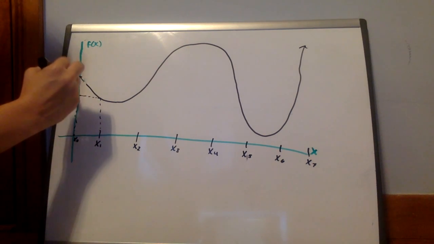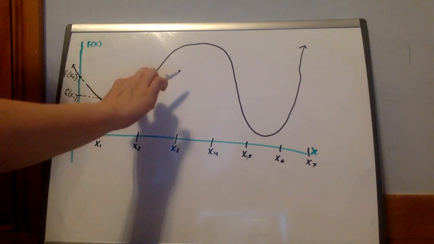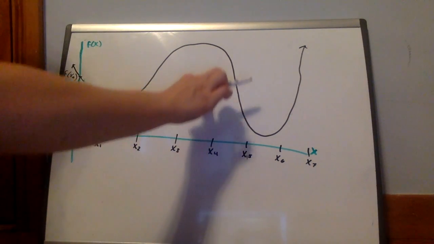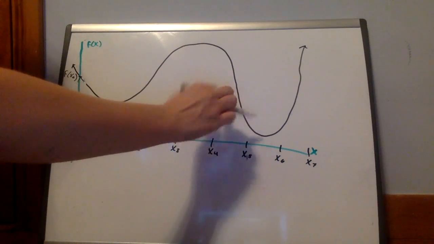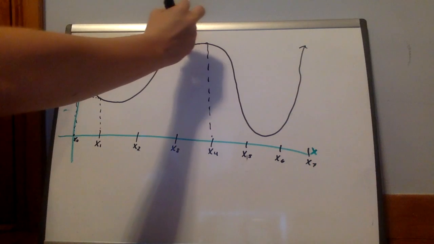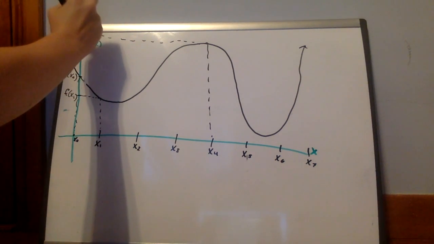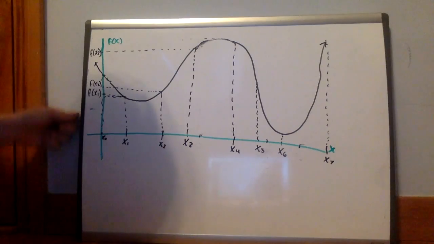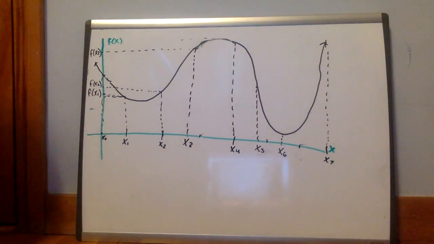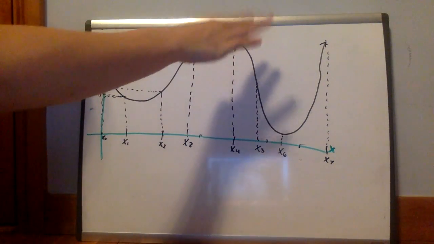Here's f of x1. And I'm just going to dot each of these x's up to find its respective f of x value. Such as up here, we're going to dot it all the way up. This point here is going to be f of x4. All right, so here I've dotted all the x values up to their y values.